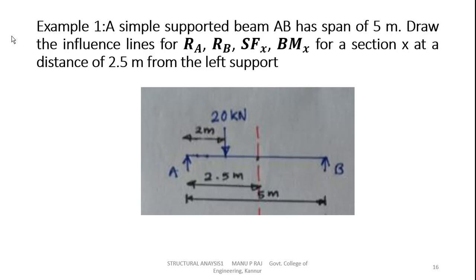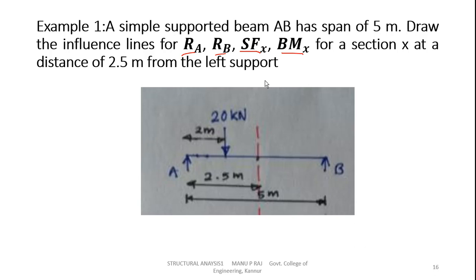Now example 1. Consider a simply supported beam AB which has a span of 5 meters. Draw the influence lines for RA, RB, shear force at X, and bending moment at X, for a section X at a distance of 2.5 meters from the left support.